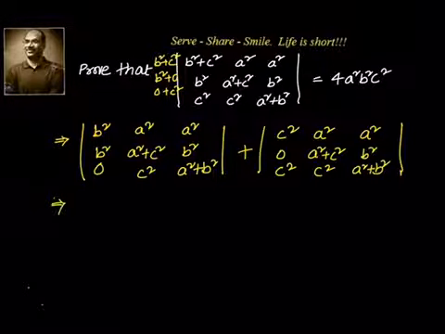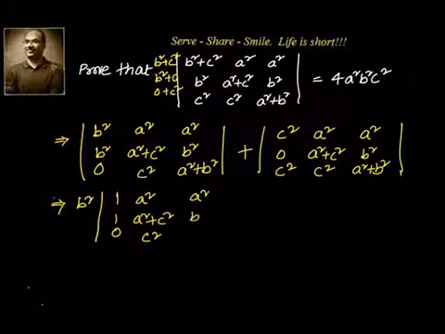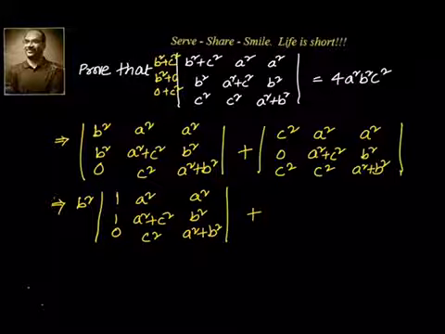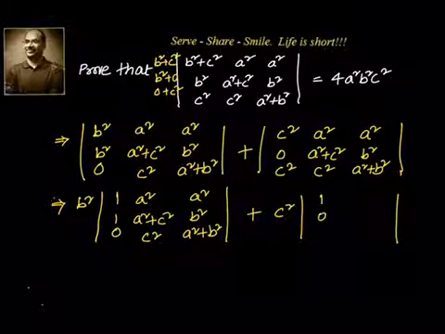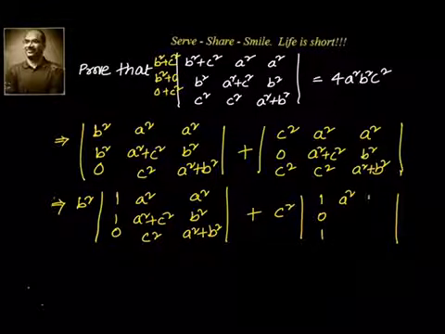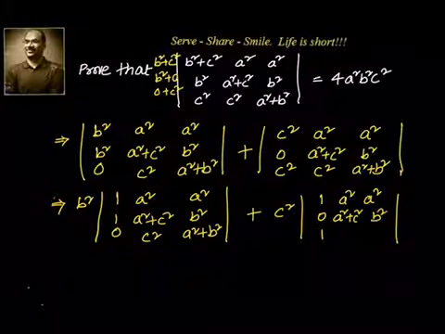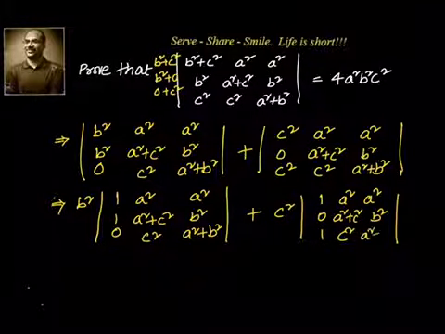In the next step we will take b square common. It will be 1, 1, 0, a square plus c square, and here we have a square, b square, a square plus b square. And the same thing in the second determinant, we can take c square common. We will have 1, 0, 1 for the first column, the second column will remain as it is, and the third column also will remain as it is. So we will write down whatever we have as it is.